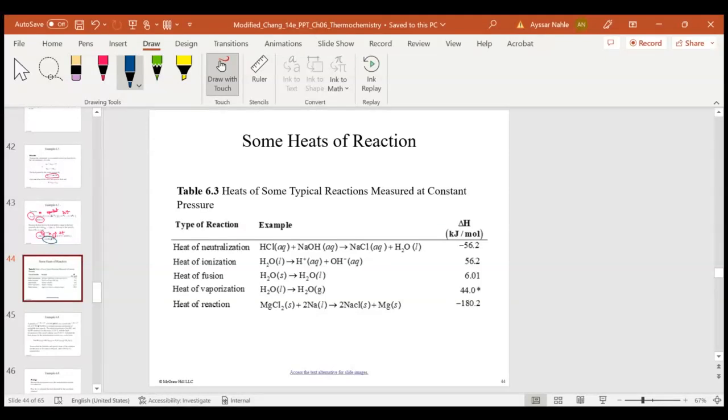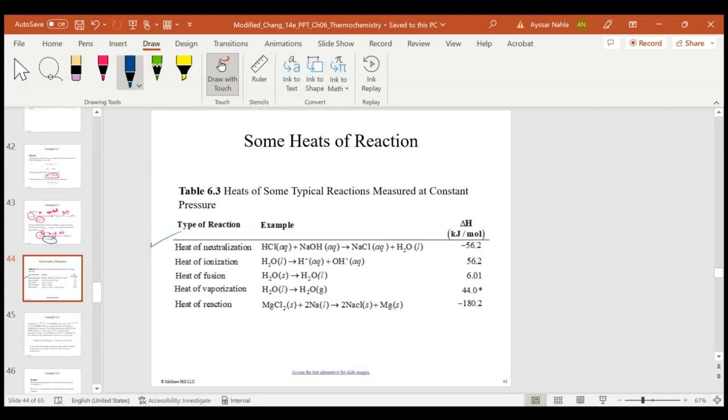Now, some heats of the reaction. When there is any reaction, we have several types of reactions. You can look in here, you don't have to memorize anything, just work it out. When you talk about heat of neutralization, what does neutralization mean? Acid and base will give me salt and water. I'm having a container containing acid. I don't want this container to contain acid. I want to destroy all the acid, so I will add a certain base.